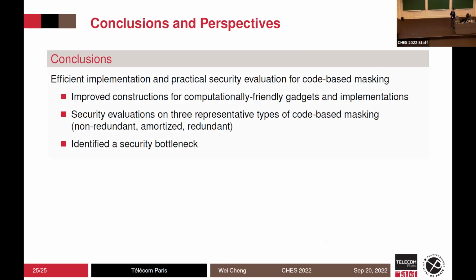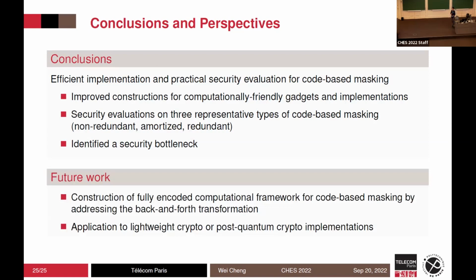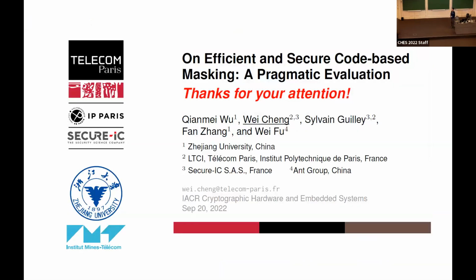So to summarize, we propose improved constructions for the multiplication gadget and also the implementation. We provide security evaluations for 3 types of code-based masking, 3 kinds of instances, and we also identify the security bottleneck. For future work, we would like to construct a fully code-based scheme. That means we would like to find another way to remove the back and forth transformation. And secondly, as code-based masking is a general scheme, we could try to find applications to lightweight and also post-quantum implementations. That's the talk. Thanks for your attention.